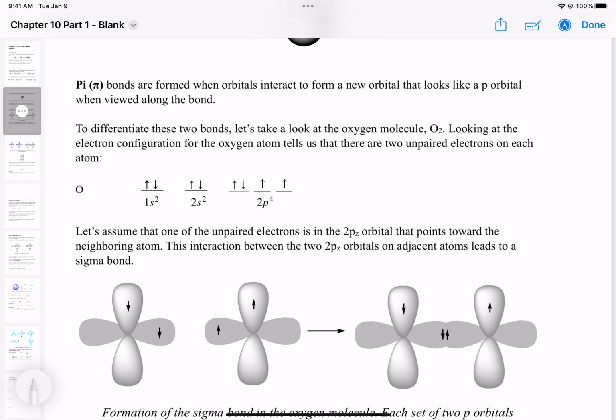Say another oxygen atom, right? There's going to be an interaction between the two when they form a sigma bond. So this interaction between the two pz orbitals will lead to a sigma bond, as we see here. These here are going to form a bond, and it becomes a sigma bond right here.